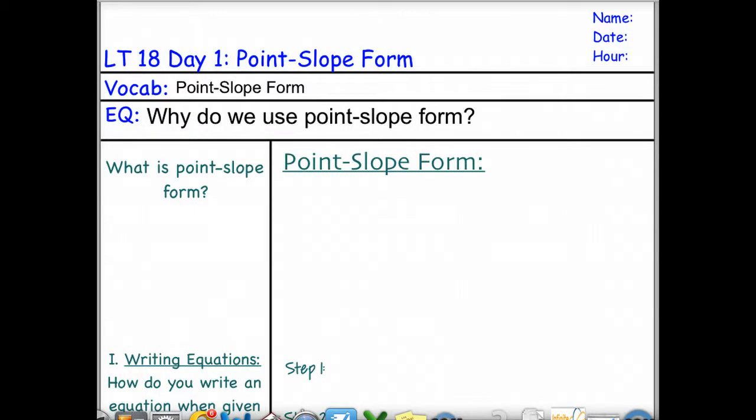Hello and welcome to Learning Target 18 Day 1. We are talking about point slope form. So our essential question today is, why do we use point slope form?